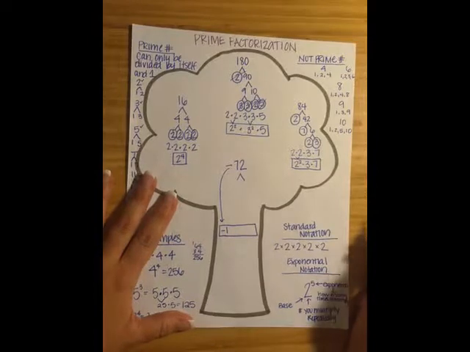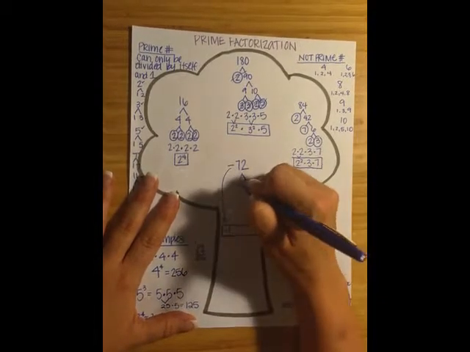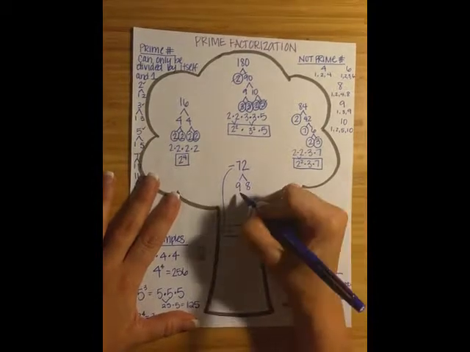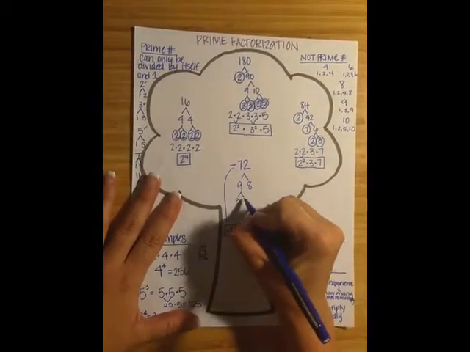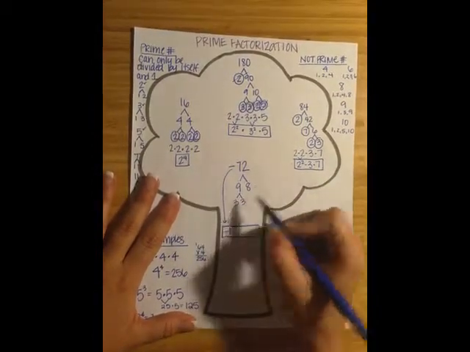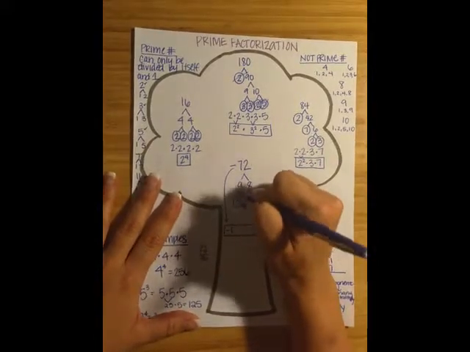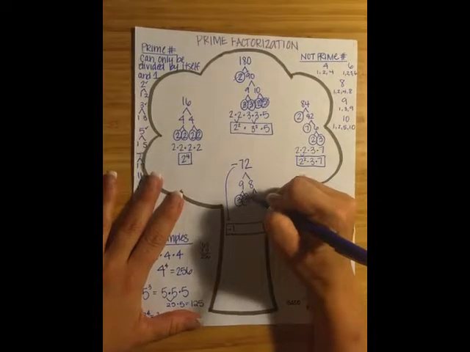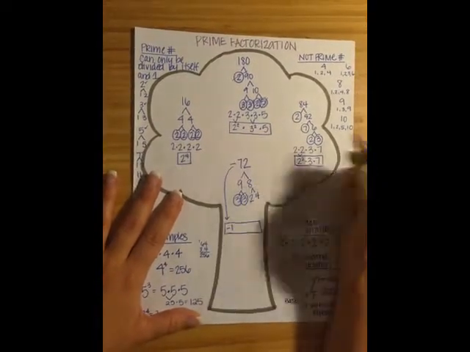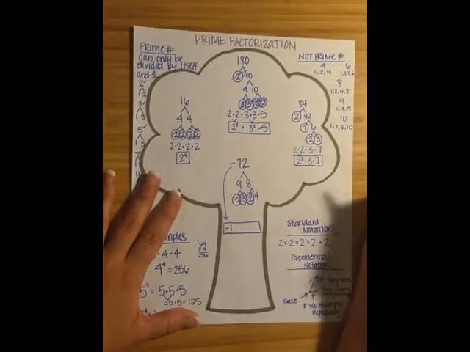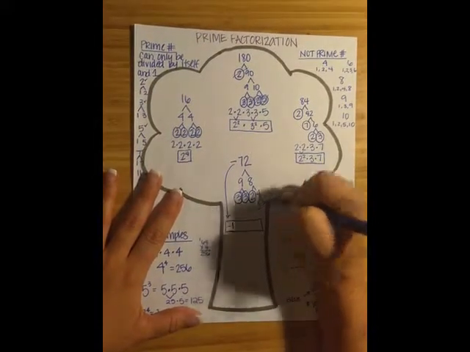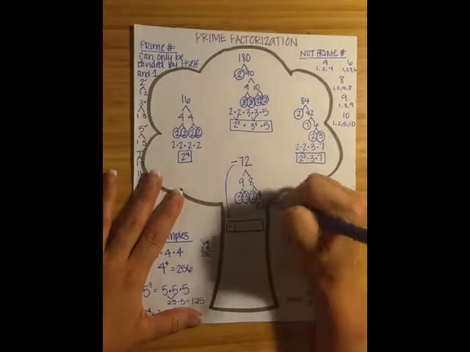2 numbers that multiply together to get 72 would be 9 and 8. 9 is not a prime number, so I can break that down into 3 times 3. 3 is a prime number, so I'm going to circle it. Now I'm going to come back up to the 8. 8 can be broken down into 2 times 4. 2 is a prime number, so I'm going to circle it. 4 can be broken down into 2 times 2, and we know 2 is prime.